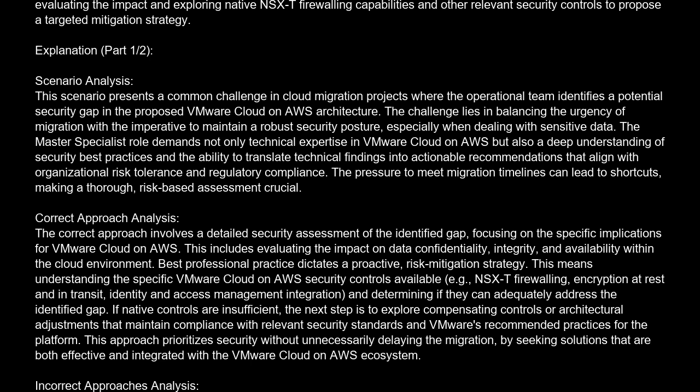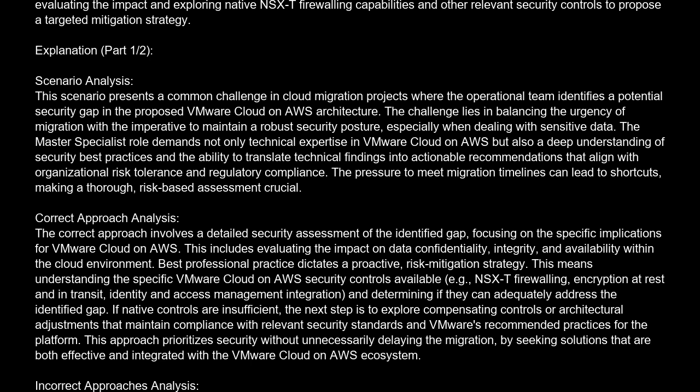Correct approach analysis. The correct approach involves a detailed security assessment of the identified gap, focusing on the specific implications for VMware Cloud on AWS. This includes evaluating the impact on data confidentiality, integrity, and availability within the cloud environment.